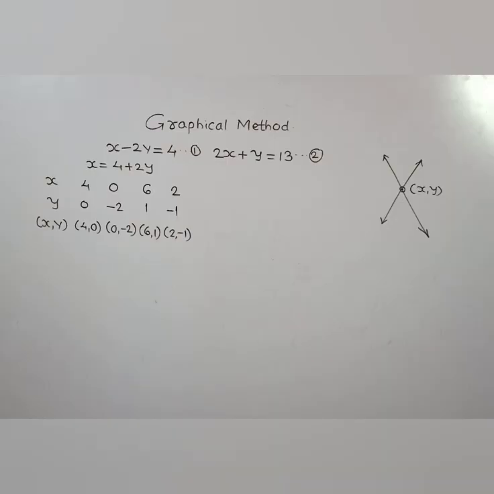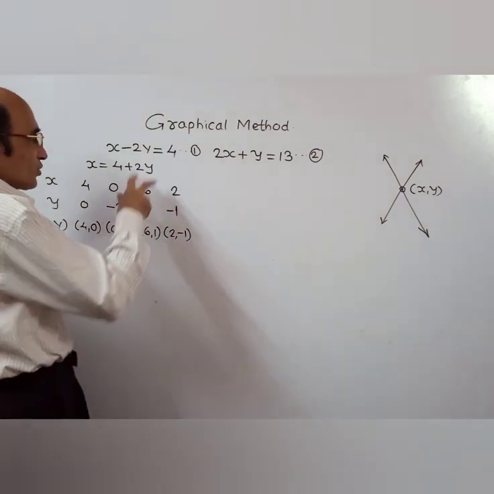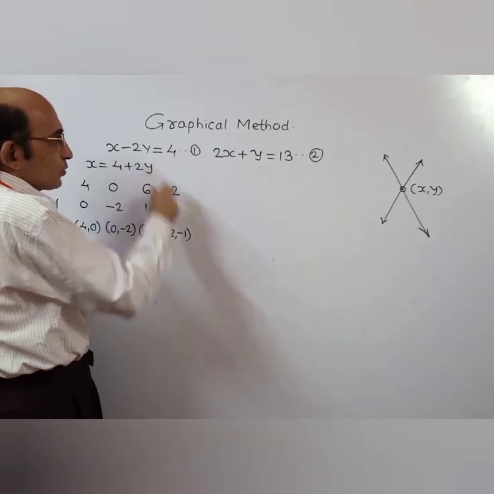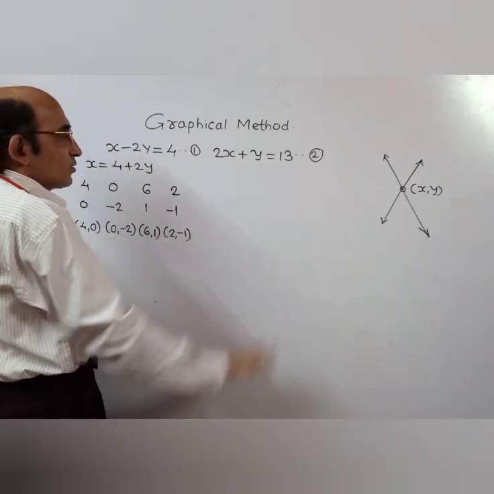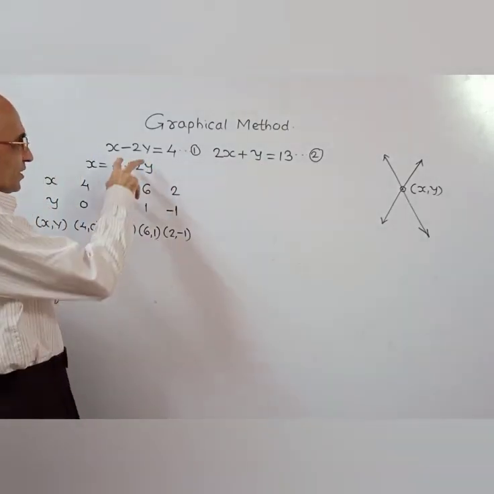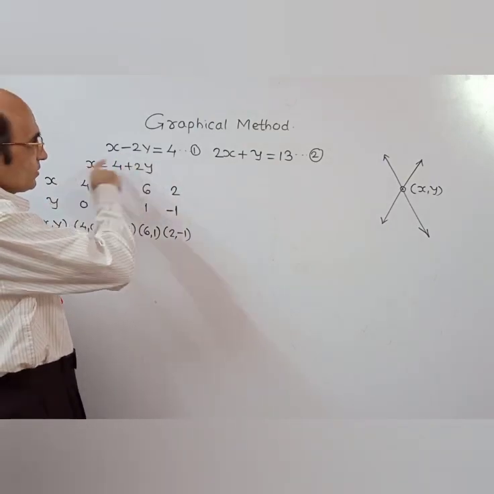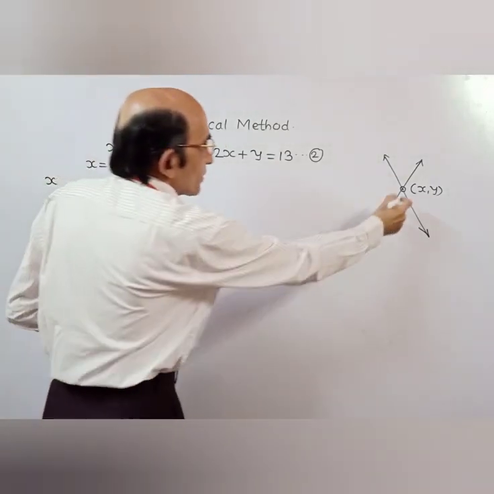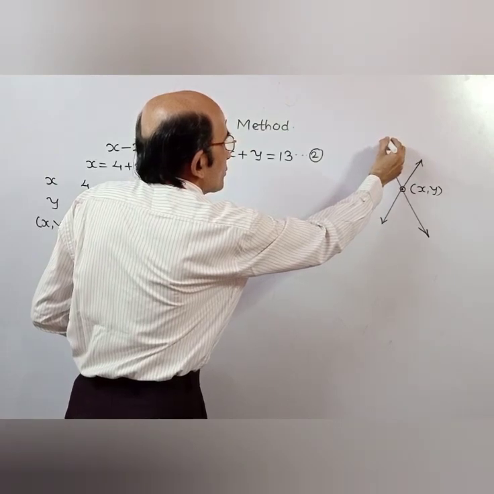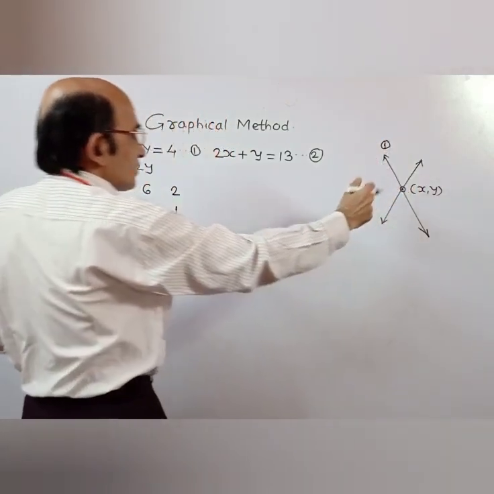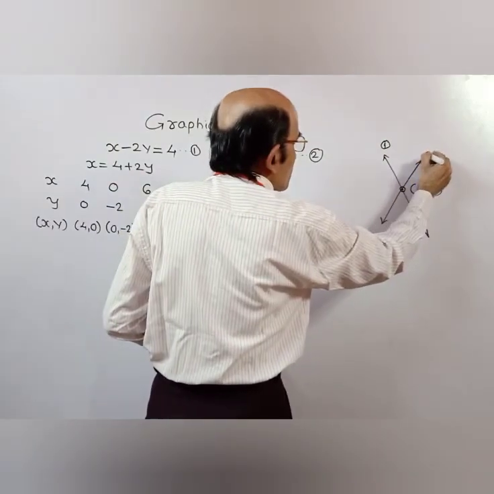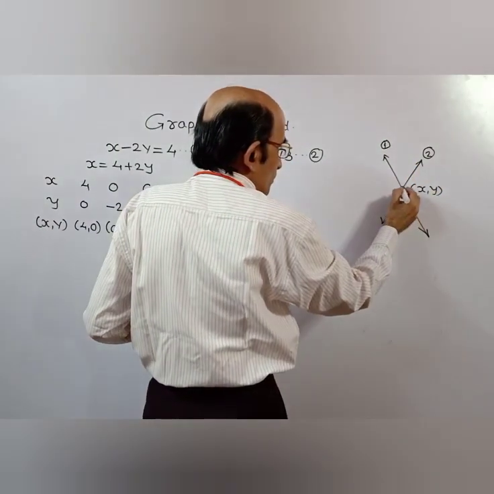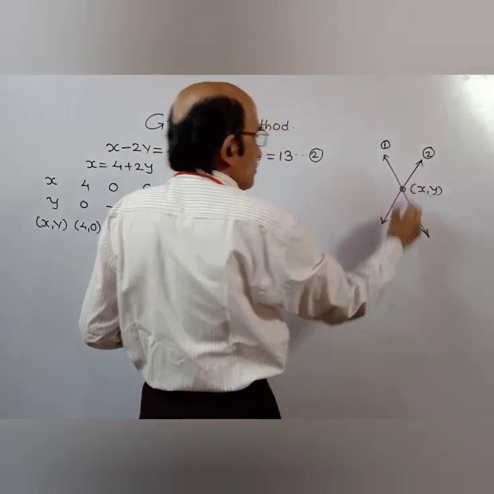Now we consider the third method to solve the linear simultaneous equation, graphical method. Suppose we have two linear equations, x minus 2y equal to 4 and 2x plus y equal to 13. We know that each equation represents a straight line. So suppose this line represents the first equation and this line represents the second equation. These two lines intersect at this point.